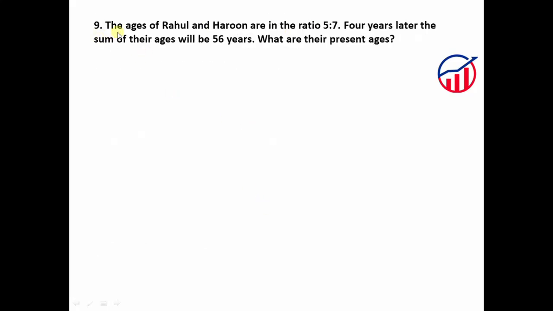Let's solve question number 9. The ages of Rahul and Harun are in the ratio of 5:7. 4 years later, the sum of their ages will be 56 years. What are their present ages? So let the present ages of Rahul and Harun be 5a and 7a respectively. Why? Because you see the ratio is 5:7. We have done a similar ratio earlier in this particular exercise, so it will be easier for you to frame.